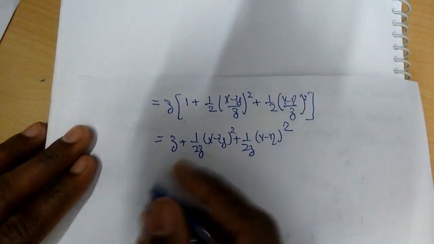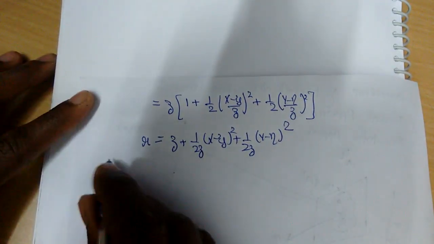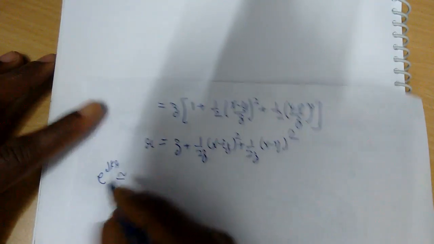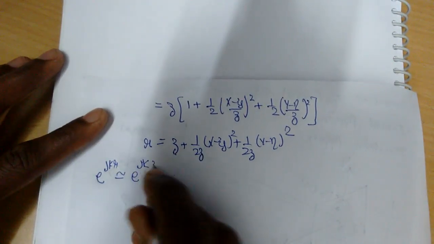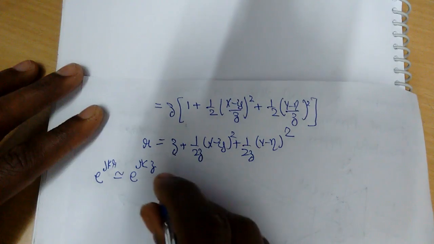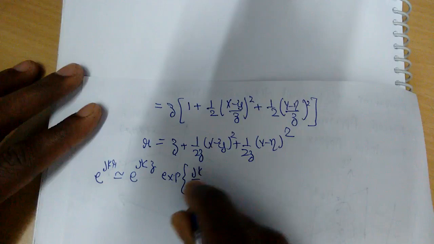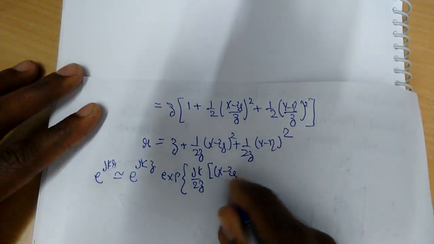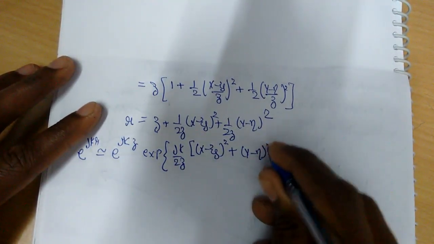So now this factor e raised to power jkr, okay, let me write, because this is r. So e raised to power jkr, this is very simple mathematics, can be approximately written as e raised to power jkz and e raised to power jk divided by 2z times x minus zeta whole square plus y minus eta whole square.